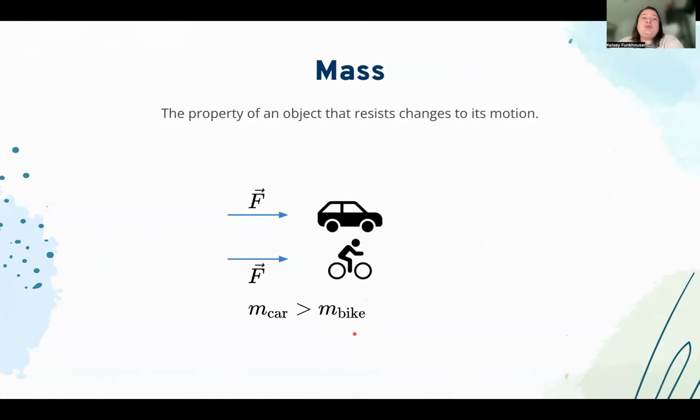This is due to their different masses. Mass is the property of an object that resists change in its motion. The car has a lot more mass than the bike, so it takes a larger force to get it moving. And mass is a fundamental part of an object that doesn't depend on the force applied. Mass is also a scalar quantity, so it doesn't have a direction, and it only has a magnitude.